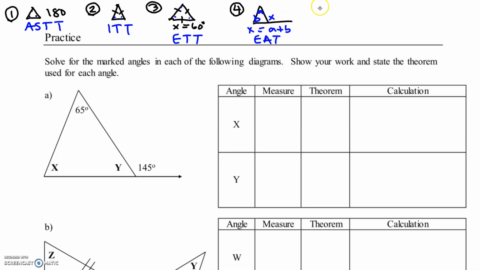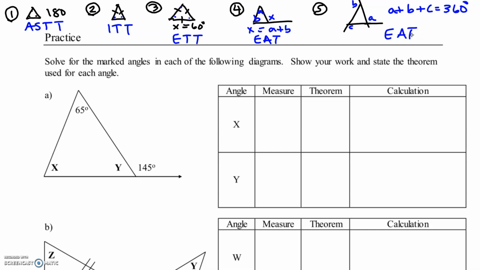And the last theorem is when all three exterior angles are shown. And so we know that if this is A, this is B, and this is C, all three of them will add to 360. And that's also known as EAT.